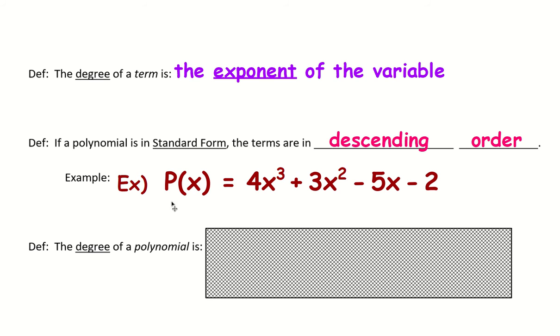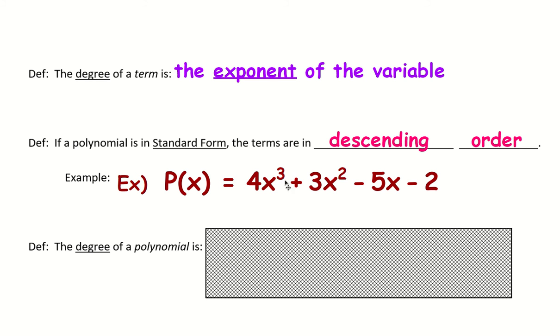Here's an example of a polynomial function. Semantics here, I know, but this part right here, the 4x cubed plus 3x squared minus 5x minus 2, on its own you could call a polynomial. But when you have y equals or p of x equals or f of x equals with it, all of a sudden now it's a polynomial function. But notice how this is in descending order.